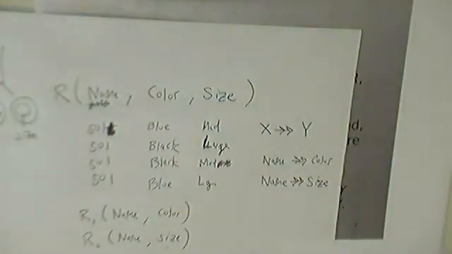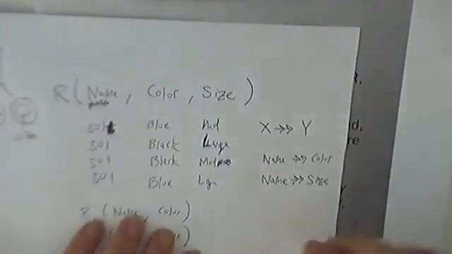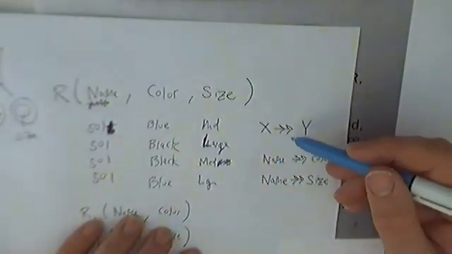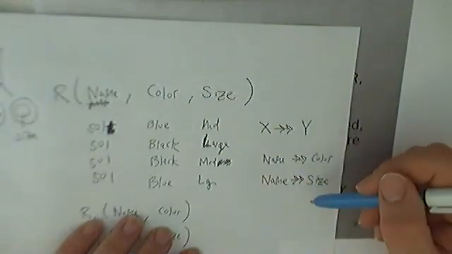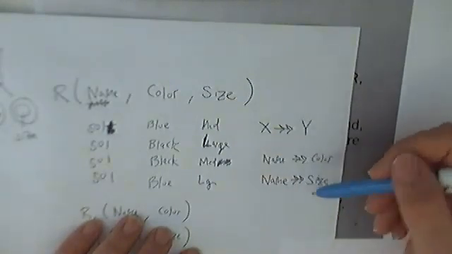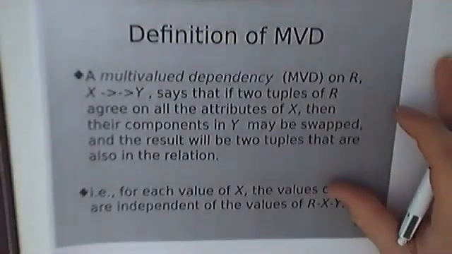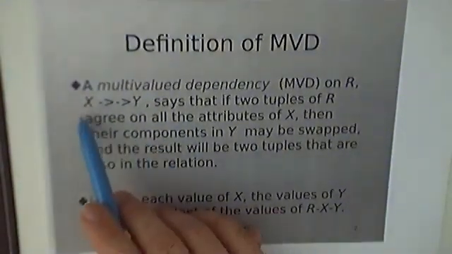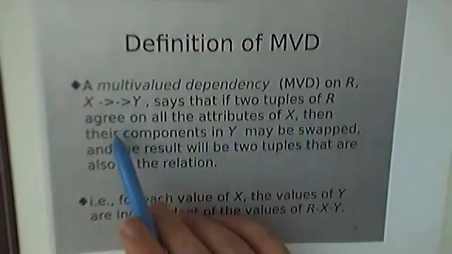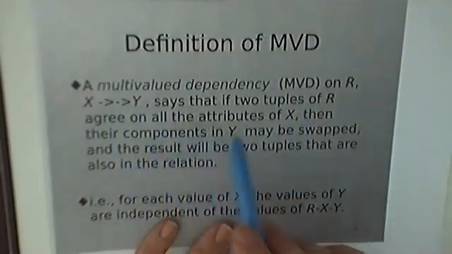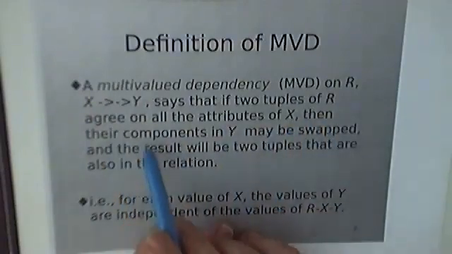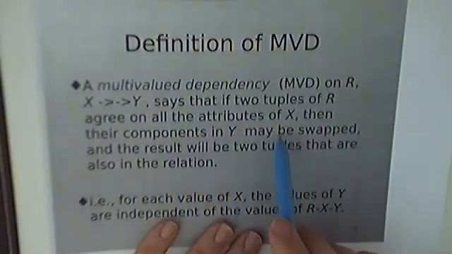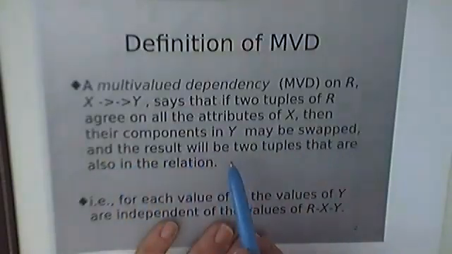All right. So let's see here. That's the definition. This is not the definition yet. We'll see that the definition is a little trickier than this, but this is at least the spirit of what it is. But what is a multi-value dependency? What is it actually logically saying, at the basis of its logic? X multi-determines Y says that if two tuples of R, of the relation, agree on all attributes of X, then their components in Y may be swapped, and the result will be two tuples that are also in the relation.